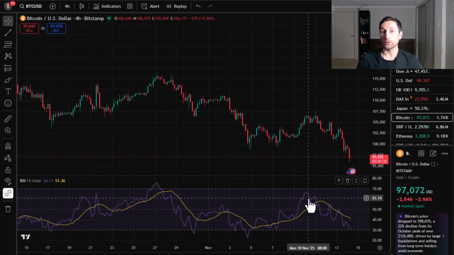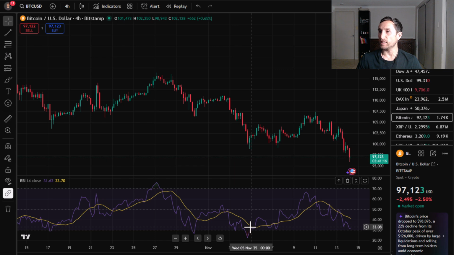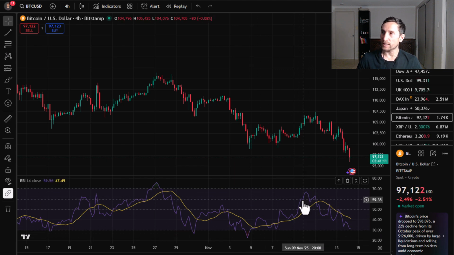Okay, how to use the RSI? In uptrends, RSI usually bottoms around 40 to 45 instead of 30. In downtrends, RSI usually tops around 55 to 60 instead of 70. So don't buy just because RSI is low. Always confirm with price structure or the EMAs.